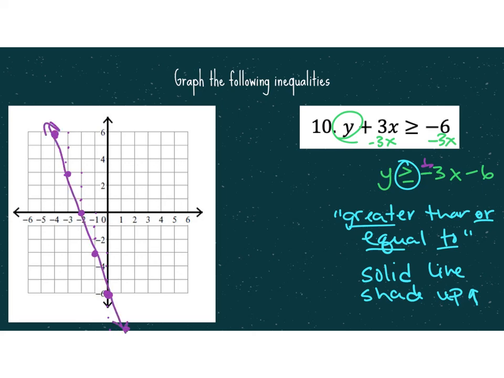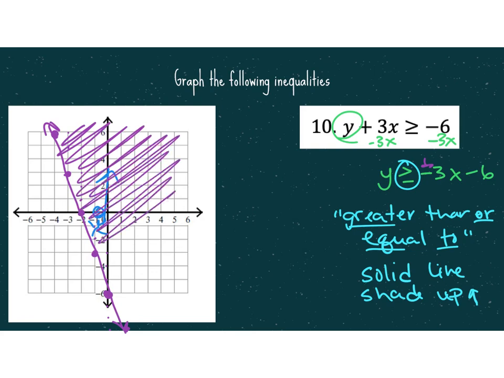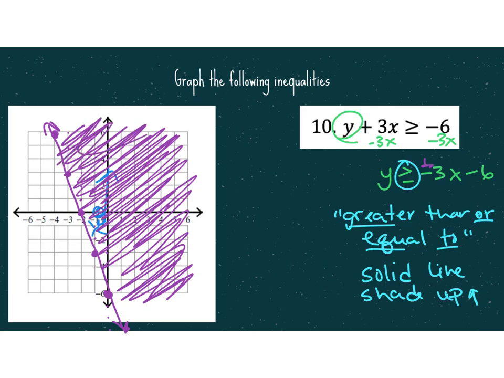And I go all the way across the coordinate plane, and now I'm shading up. So if I'm the mountain climber on the line, whoop, I'm jumping up into the air, which means I'm out in this region. And again, if you want to test a point, go ahead and plug in 0, 0. If I plugged in 0, 0 here, let's see what happens.